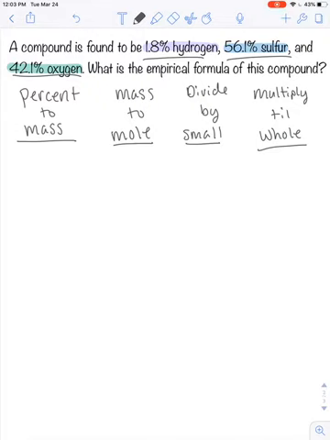So let's start with the first step, which is percent to mass. For percent to mass, we're literally just going to take that percentage and turn it into grams. We don't even have to do any kind of calculating. So for hydrogen, that 1.8% is going to become 1.8 grams of hydrogen. For sulfur, that 56.1% is going to become 56.1 grams of sulfur. And for oxygen, that 42.1% is going to become 42.1 grams of oxygen. And that is our entire first step.